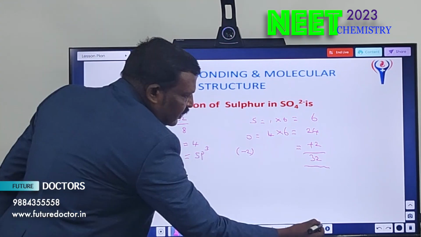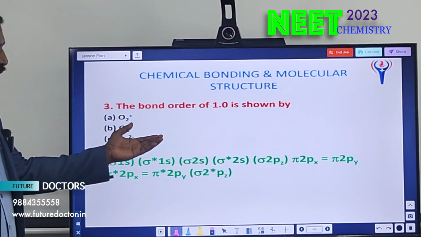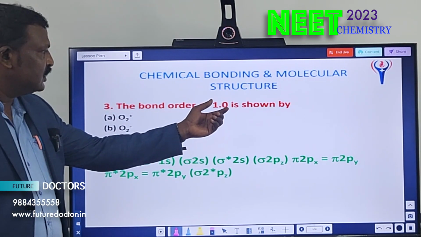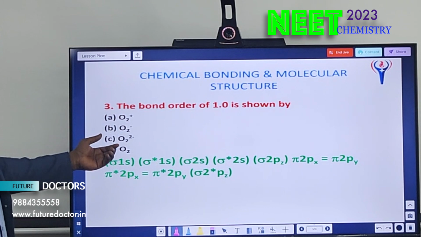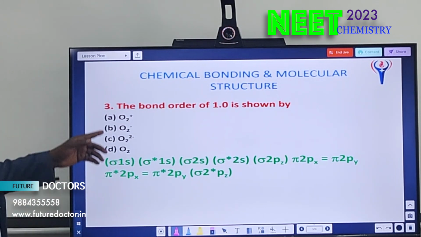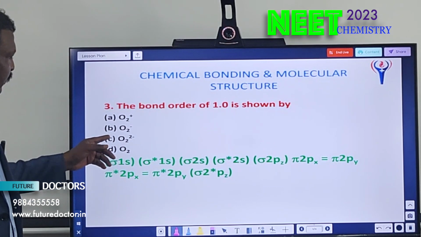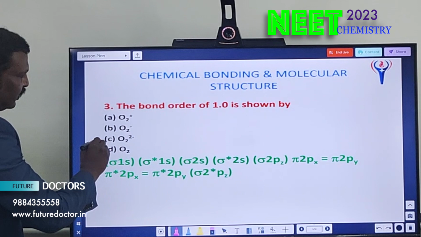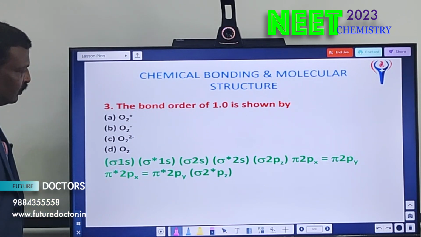Right. Next question. This is also based on molecular orbitals. The bond order of 1.0 is shown by which molecule? So each and every molecule we have to find out. I'm going to find out the correct one, starting with O2.